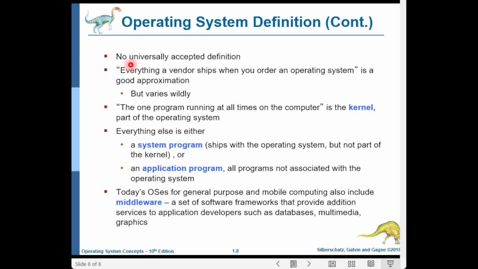There is no universally accepted definition for OS. We can define OS as a resource allocator or resource manager or control program. This is kind of a joke, because there is no universally accepted definition. Some people say that everything a manufacturer ships when you order an operating system is a good approximation to define what an operating system is.